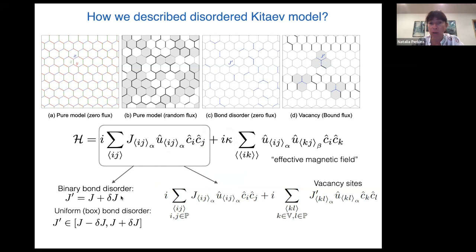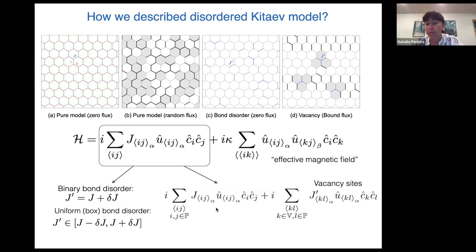Okay, so first, how we describe the disordered Kitaev model. We use the Majorana fermion representation according to Kitaev, and in Majorana fermions, the model is written like this, where u_ij is the bond variables, which here we can define on the link. So now the difference is that J_ij depends on the bond, and for the bond disorder, we can consider, for example, a binary bond disorder when there are only two values of J, J and J prime, but we can also consider the uniform bond disorder when J_ij is taken from this distribution, okay?